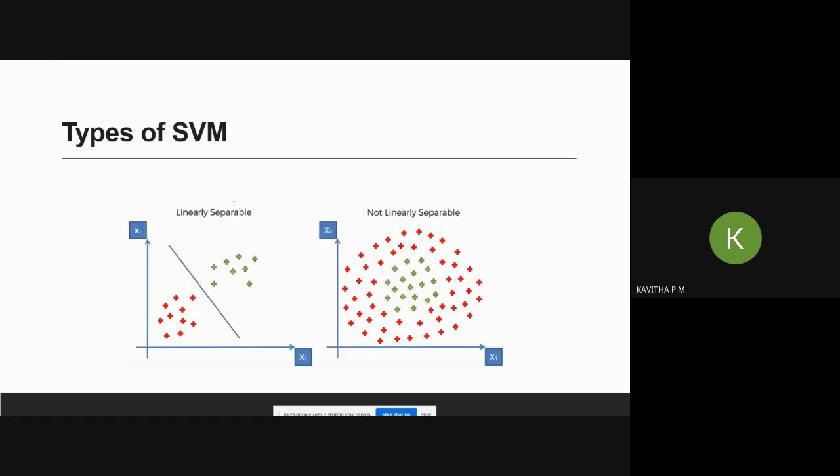Okay. So next, we have two types of SVM. One is linearly separable and one is not linearly separable. For example, you can see two different images given. Here it is easy for us to construct a straight line, and once this straight line is constructed, the plottings will be separated into two different classes. Since the plotting is also in that particular way, it is easy for us to classify those two groups. So for this kind of classification we use linear separable SVM.